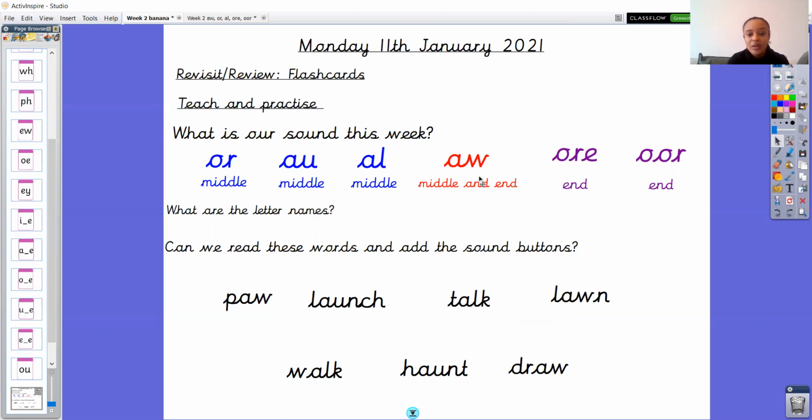A and a W can come in the middle or at the end of the word, making the or sound. First one of our trigraphs, O, R, E, comes at the end of the word, not very common, makes the or sound. And finally, O, O, R, another trigraph, also comes at the end of the word. Okay, so today we're just thinking about AU, AL and AW. So 3 spelling patterns, and there are 7 words in front of you.